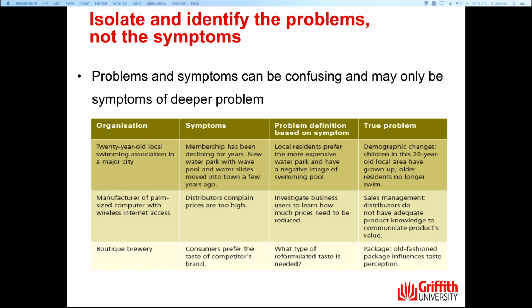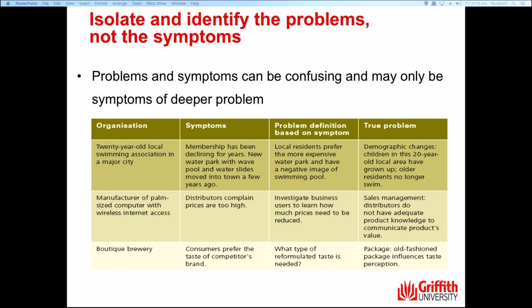Children in this local area have grown up, and older residents no longer swim. So the true problem is actually a demographic shift, instead of thinking that there's a new water park. The swimming association can do something different: they can create a new swimming pool to target this demographic, instead of just closing down and assuming that the decline in membership is because of the new water park.